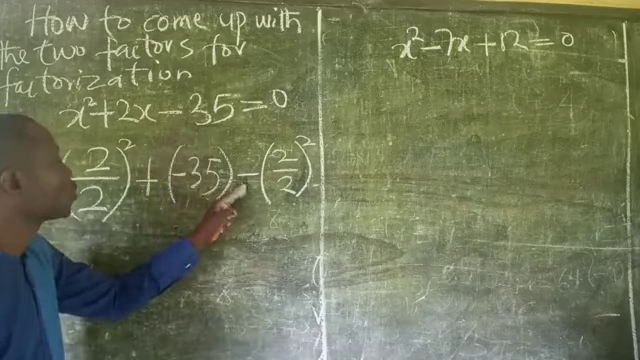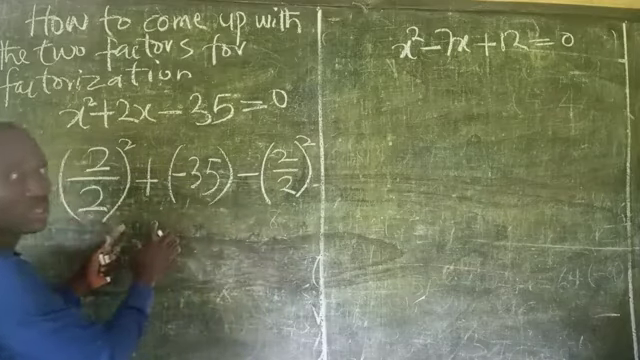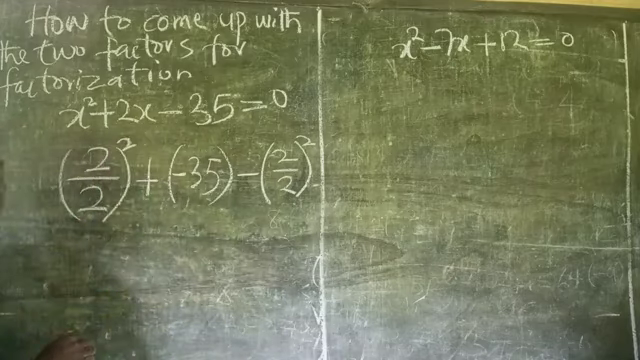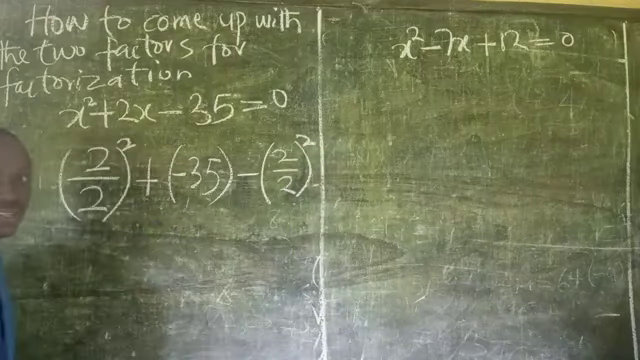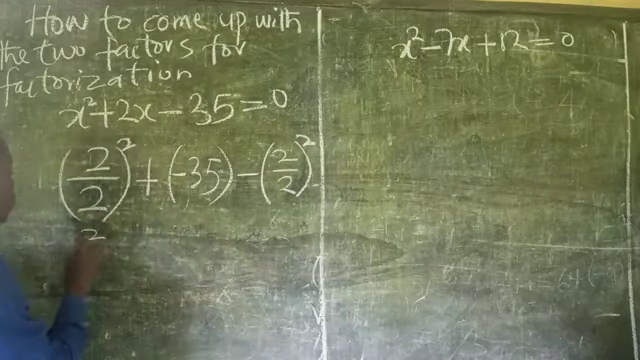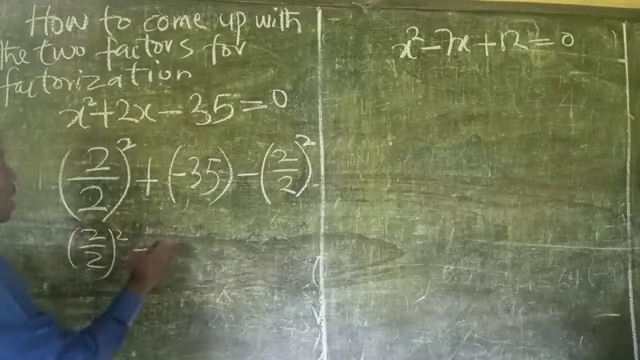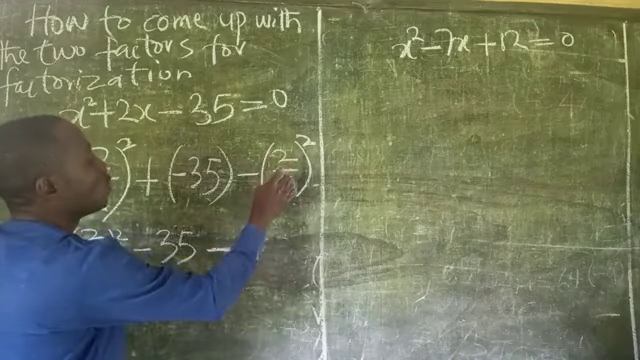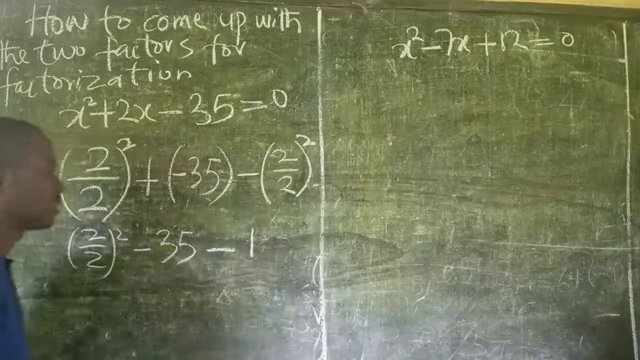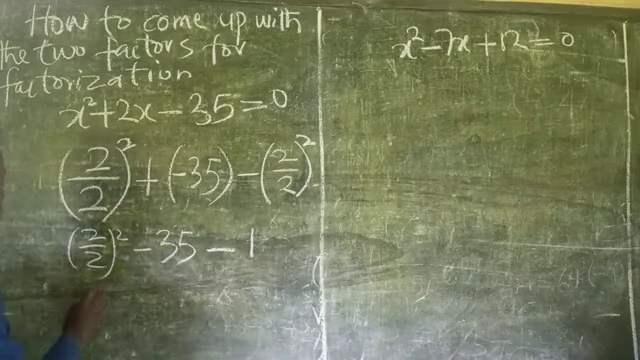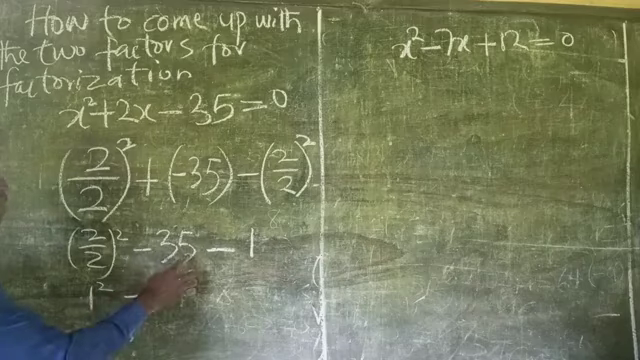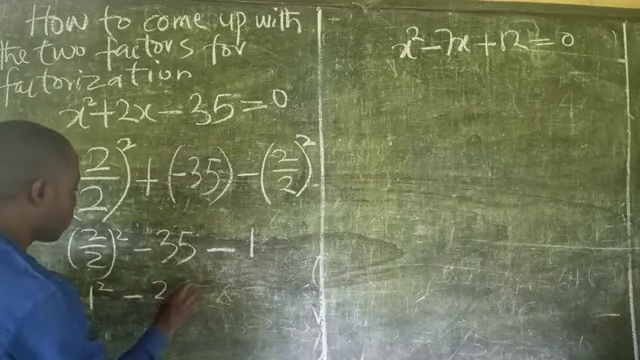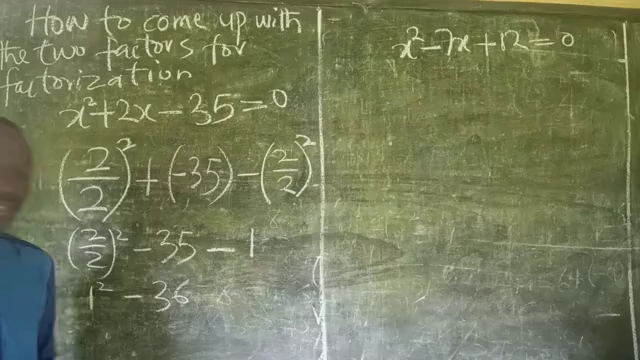And also, you are going to subtract this same term from the whole process. But the procedure is like you are going to allow this square to exist to the end, while you don't allow this to exist. You see that? So here is 2 over 2 squared minus 35 minus 2 divided by 2 squared is 1. So 2 divided by 2, 1 squared minus 35 minus 1, that is 36, obviously.